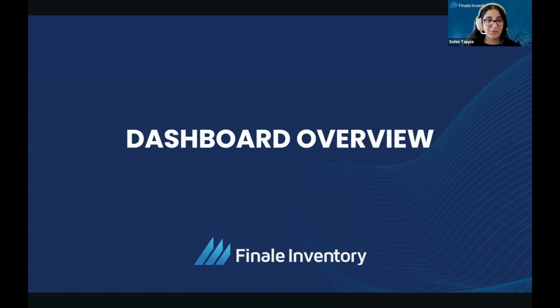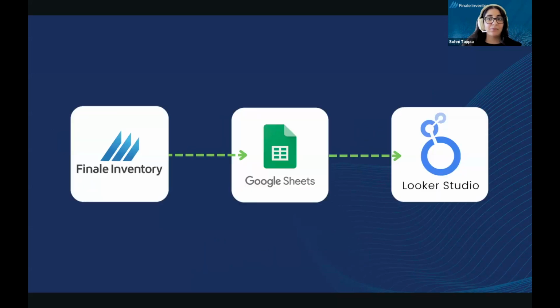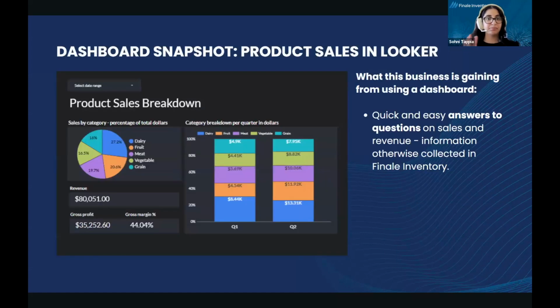Alrighty, so let's get into it. We're going to look at an overview of a dashboard for the next few minutes and ultimately focus on what you can achieve when you are exporting your data out of Finale to Google Sheets and then feeding it into a tool like Looker Studio, for instance, that can help you visualize and analyze your data. So what we've got here, as you can see, is a snapshot of a sales breakdown for a business that sells different types of food items.